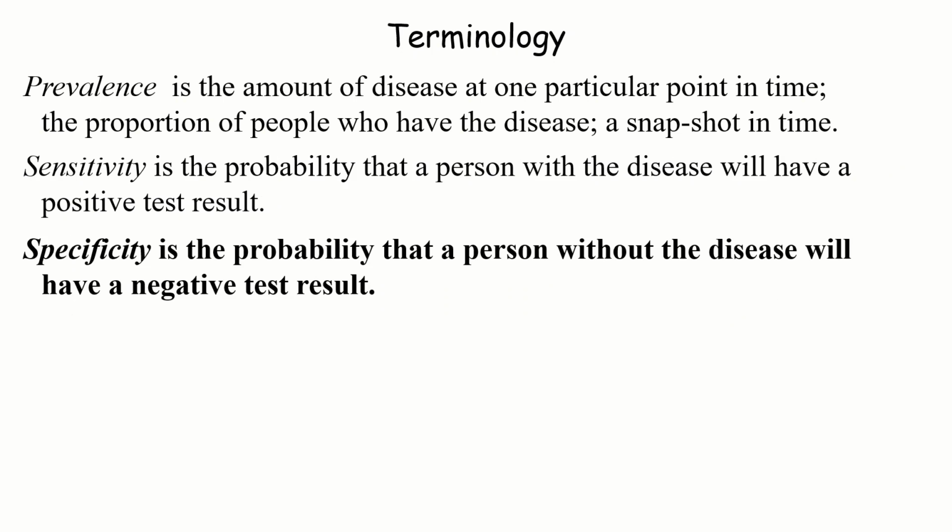Specificity is the probability that a person without the disease will have a negative test result. In other words, specificity of a test is the test's ability to detect who among non-infected people are really not infected, and it's measured as a percentage of how many true negative cases the test can detect among all non-infected people.